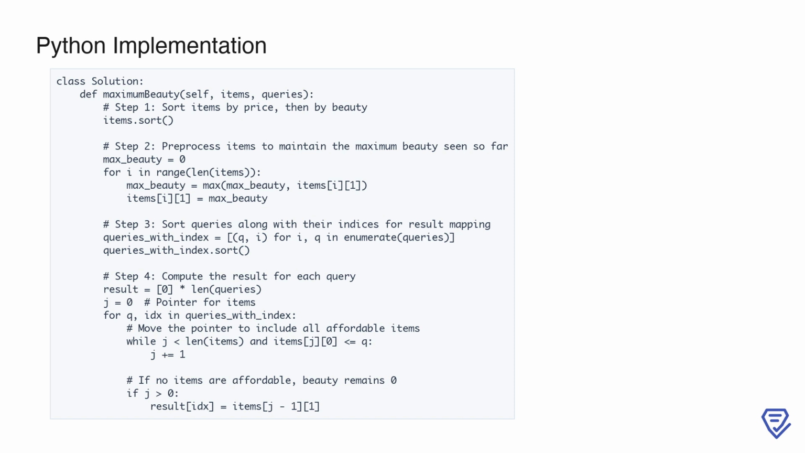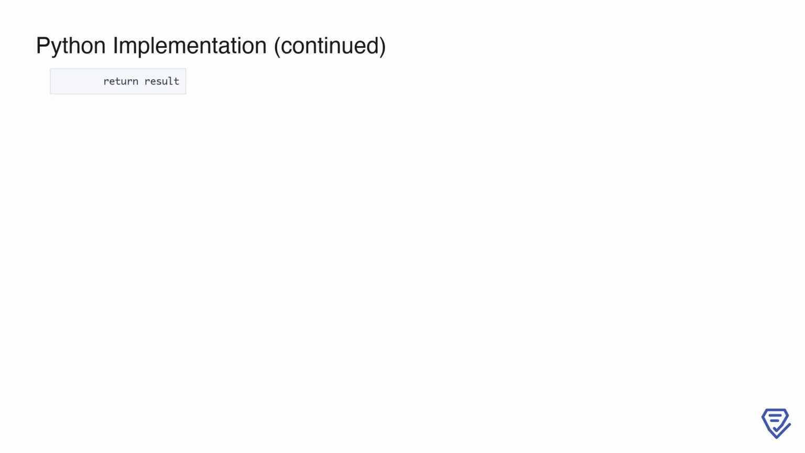Now, we initialize a result list with zeros, which will store the maximum beauty for each query, and set a pointer j to track the current position in the items list. For each query, we adjust the pointer to include all items that are affordable based on the query's price. If we encounter any affordable items, we update the result for that query to the beauty value of the most expensive affordable item, which is the maximum beauty at that price point. Finally, after processing all queries, we return the result list.